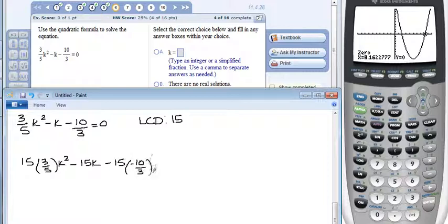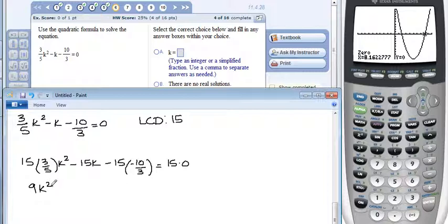Okay, so I'm writing this 15. Okay, I've got 1, 2, 3, 4 pieces. So 15, 15, 15, and 15. All right, so here we have 15 fifths, which is 3. 3 times 3 is 9.